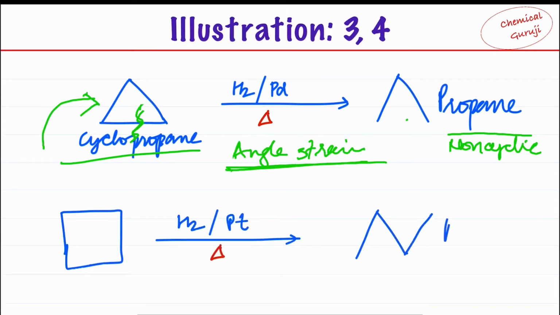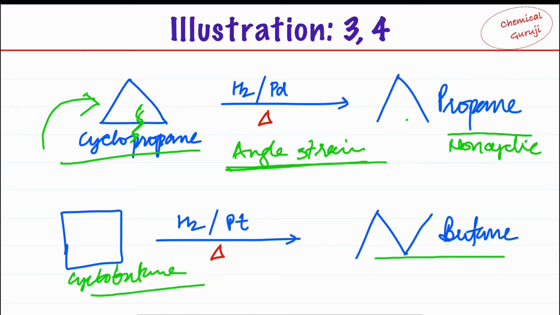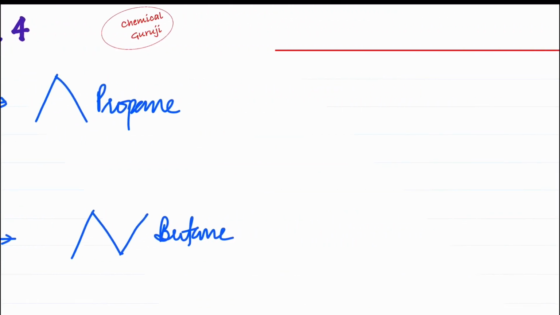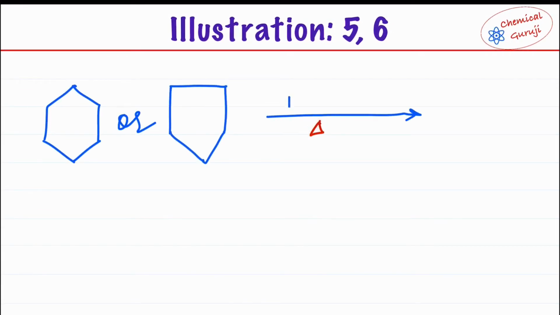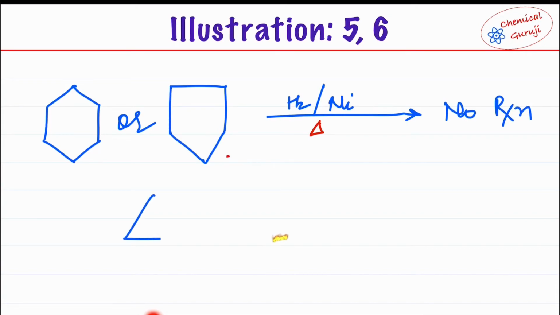Here also, cyclobutane is getting converted into butane. Similarly, you will think about this reaction, that this cyclic compound will be converted into a non-cyclic hydrocarbon, but it will not happen here as it happened in the previous slide, because these compounds are more stable, so there will be no reaction.